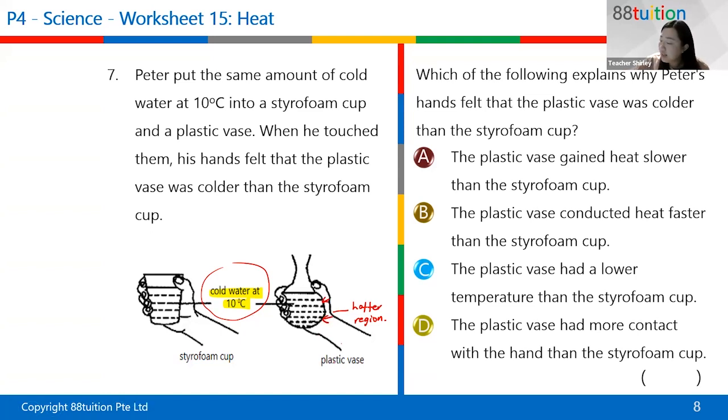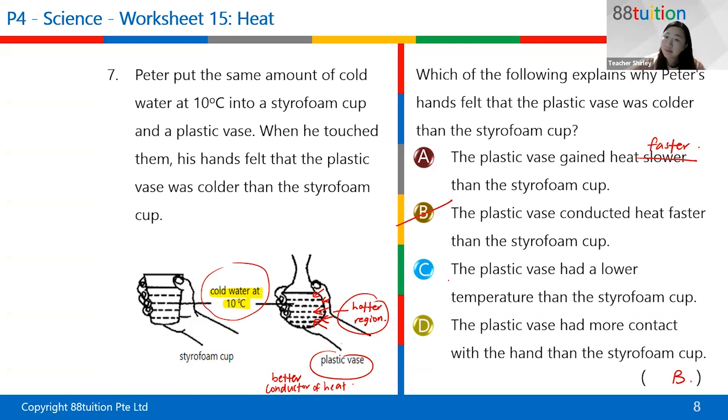So if the hands felt colder for plastic, it means that plastic is a better conductor. Why? Because the heat from the hand is quickly transferred to the plastic vase. So the plastic vase is actually a better conductor of heat than the styrofoam cup. So the answer is actually B. The plastic vase gains heat slower. This is wrong. Actually, it gains heat faster.